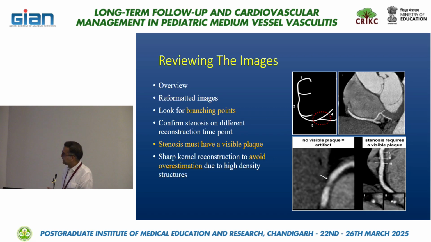On CT, whenever we review the images, we have to give particular attention to the larger branching points and look for associated abnormality. Like with an aneurysm, you need to look for any stenosis as well, and you have to change the kernel reconstruction to avoid overestimation due to high density adjacent structures.